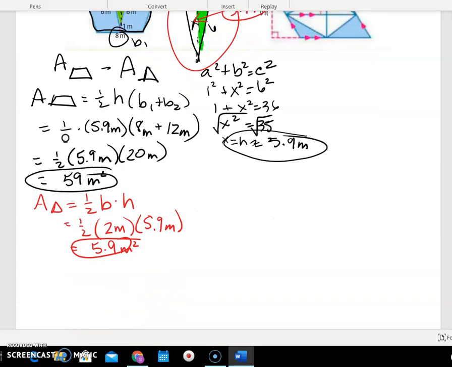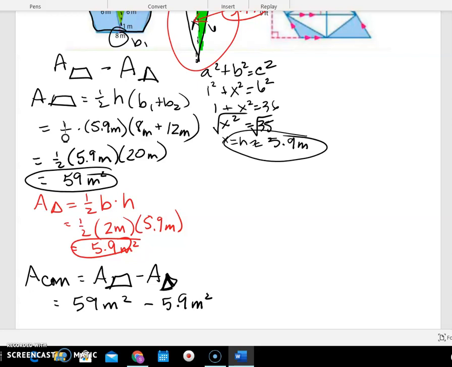And I said that for the composite, I want to take the area of the trapezoid minus the area of the triangle, because we kind of got a hole in it. The trapezoid was 59 meters squared, and the triangle is 5.9 meters squared, which gives me an area of 53.1 meters squared. And that's the area of our composite figure.